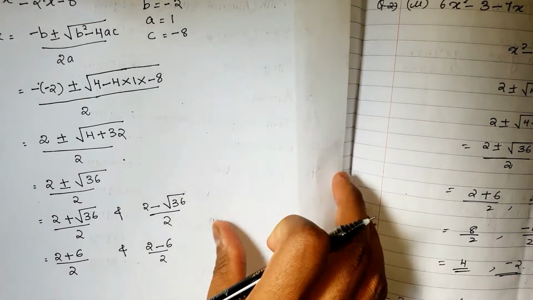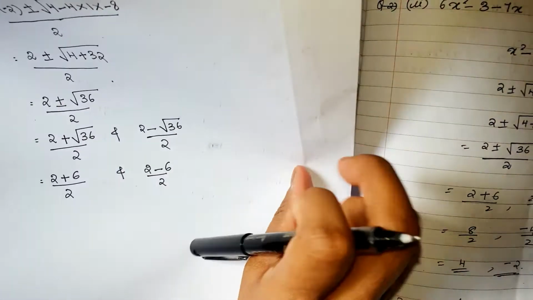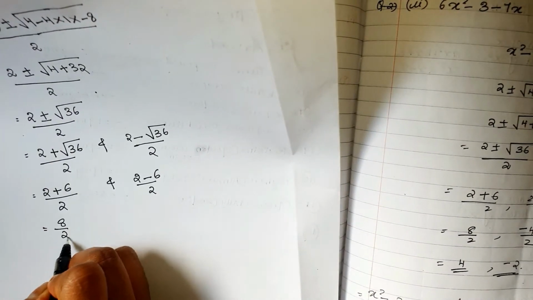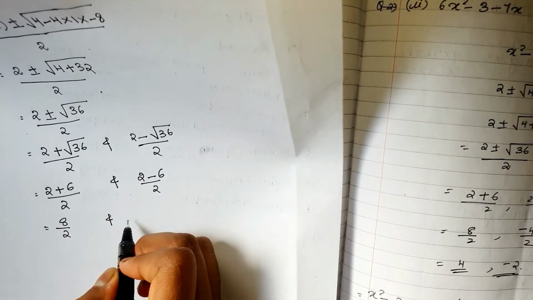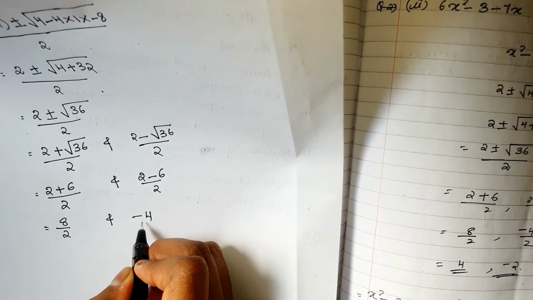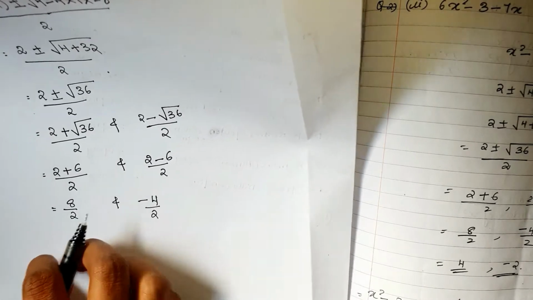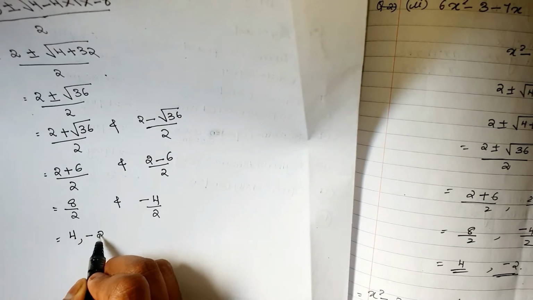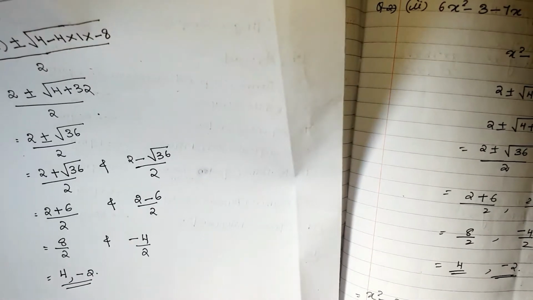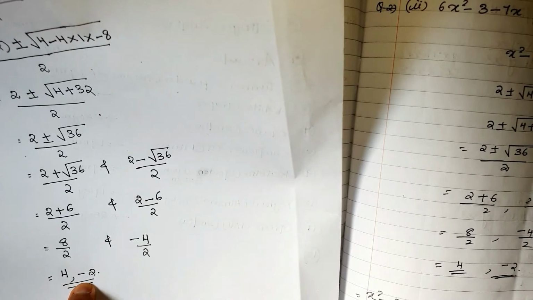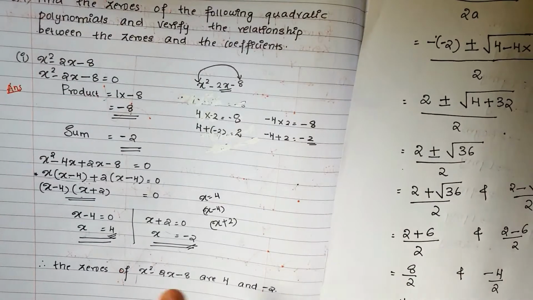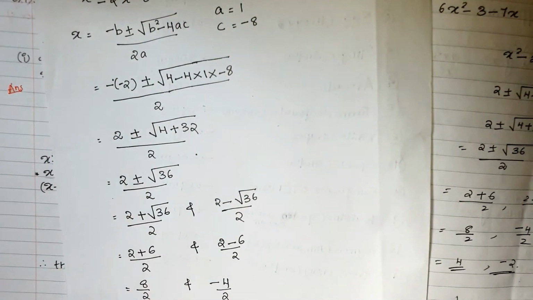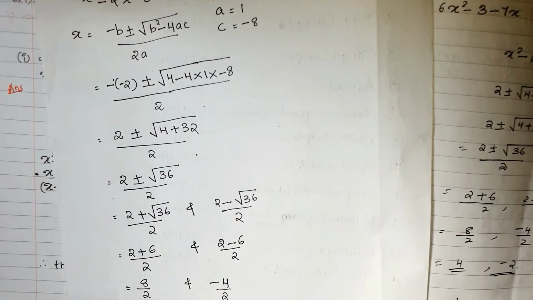So what is (2 + 6)/2? 2 plus 6 is equal to 8, divided by 2, and (2 - 6) is minus 4, divided by 2. Therefore, 4 and minus 2. So 4 and minus 2 is the answer. Here also we got the same answer, 4 and minus 2. Here also we got the same value for x. x is equal to 4 and minus 2.